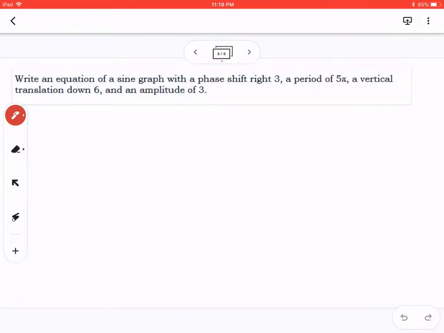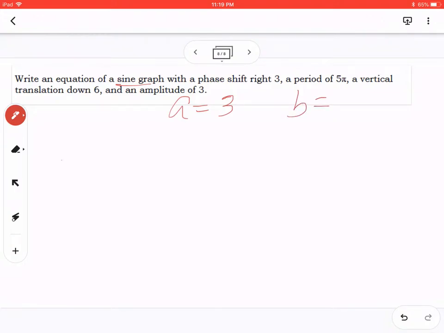Here's another example of a similar one, but now we're dealing with the sine function. There's a phase shift to the right now, 3. There's a period of 5 pi, a vertical translation down 6, and an amplitude of 3. So the amplitude is 3. But let's figure out what the b value would be.